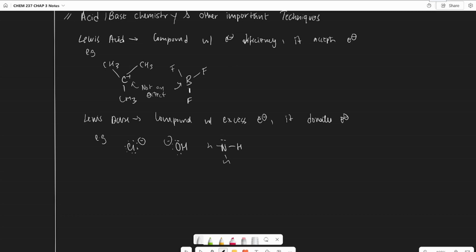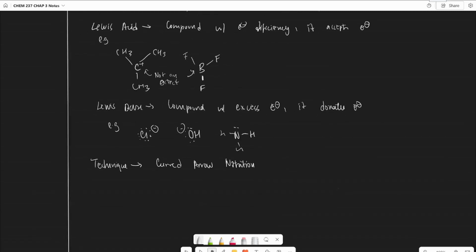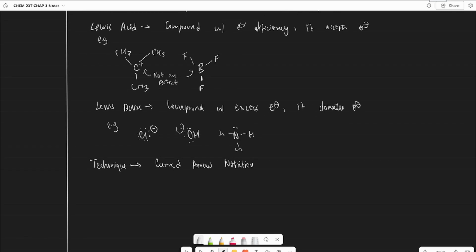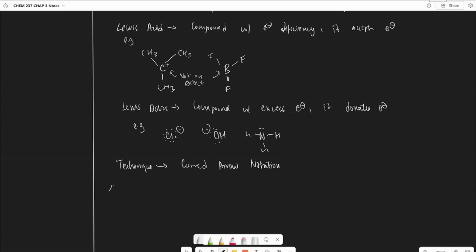Next thing we're going to cover is a technique called curved arrow notation. In my first chapter 1 video, I did cover a lot of curved arrow notation, but it is formally introduced in this chapter, so I'm going to talk about it really quickly.